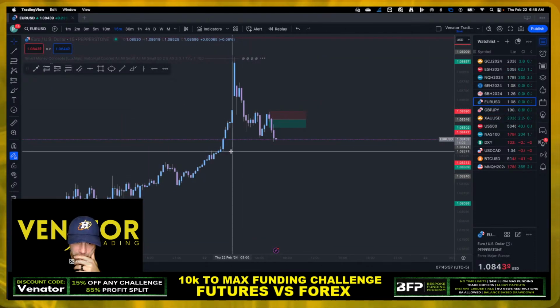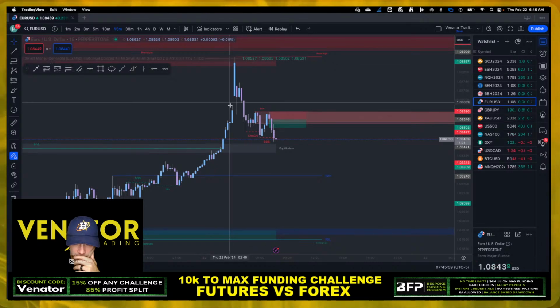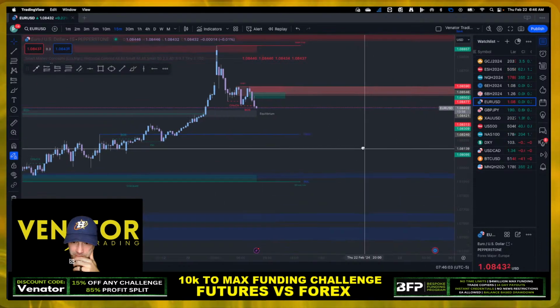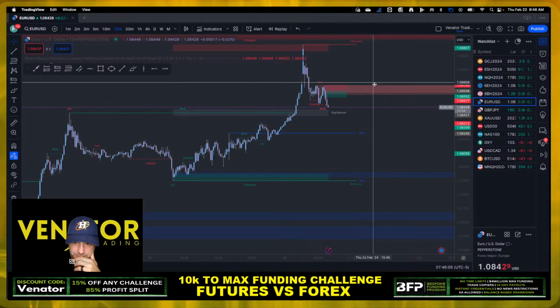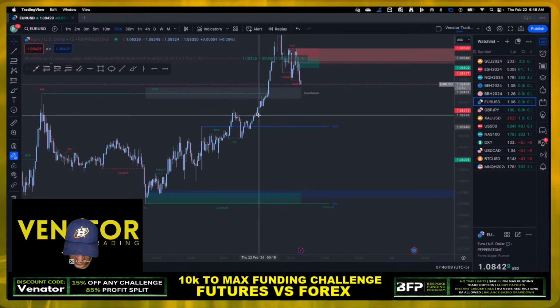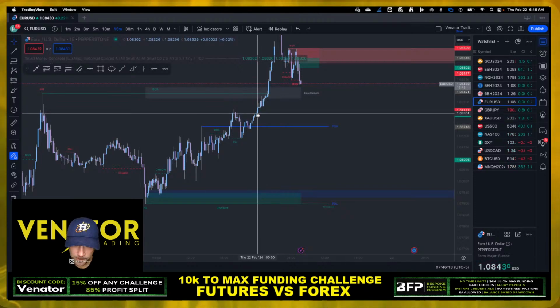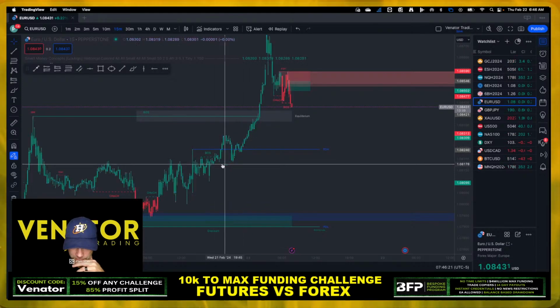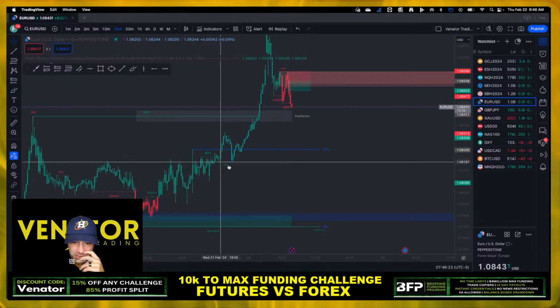Euro's dropping pretty hard, about to fill in this complete move here, reaching back for that equilibrium level of the dealing range, high to low. Your midnight open was right here, so it could be trying to reach back for that midnight opening level. You've got your Asian session equal lows way down here.